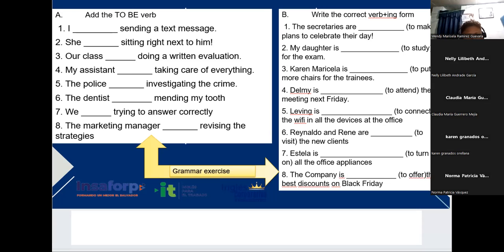Number six. The dentist is mending my tooth. Mending, arreglando, mending. Number seven. We are trying to answer correctly. Very good. Number eight. Revising the strategy. Yes, it's singular because it's the manager of the marketing department. So the marketing manager is only one person.